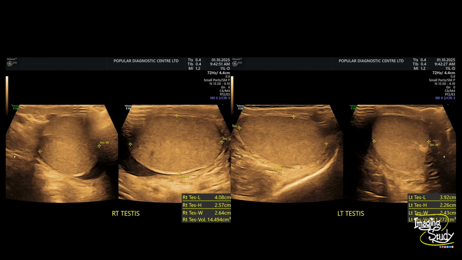Here you can see the ultrasound images of the testes. You can see the measurement and both look quite normal in size. The echotexture is also normal. You can also see a little bit of collection in the right hemiscrotal cavity.